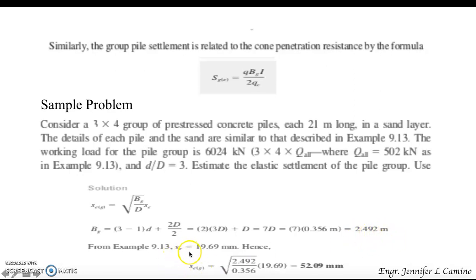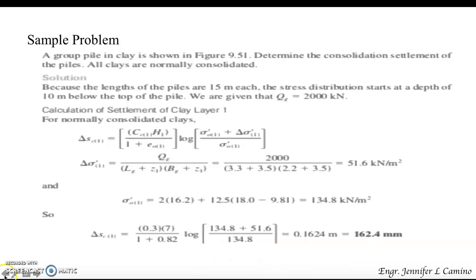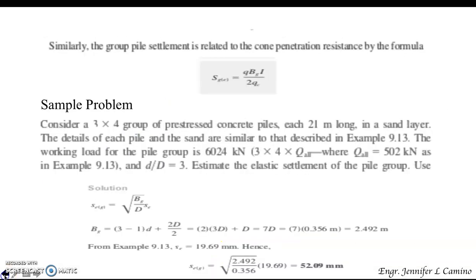So of course, from the previous example, our settlement was 19.69 mm. If we substitute the value for S sub E, which is the settlement, into this equation, you can get the value for our group settlement, which is equal to 52.09 mm.